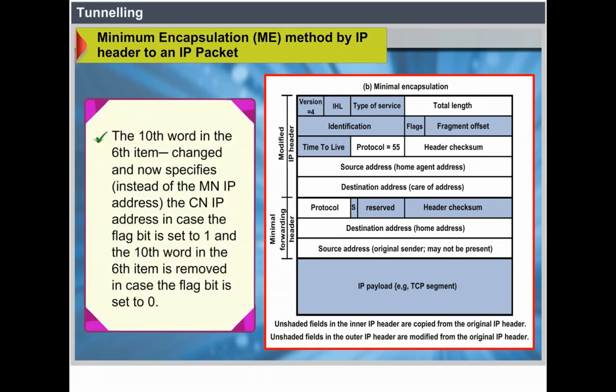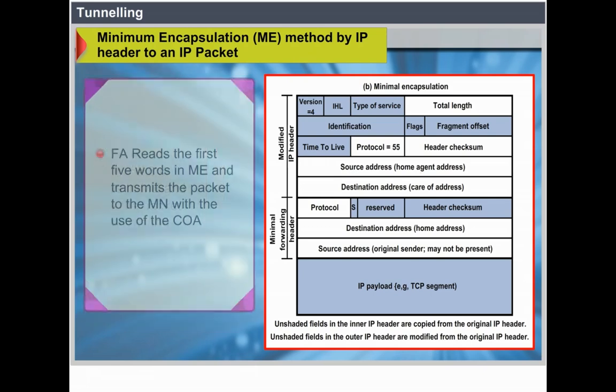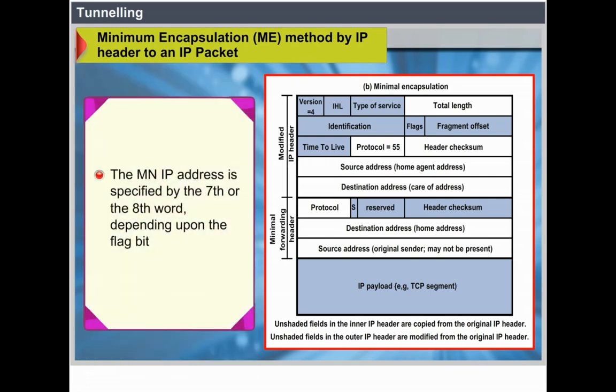The 10th word in the 6th item is changed and now specifies, instead of the MN IP address, the CN IP address in case the flag bit is set to 1, and the 10th word in the 6th item is removed in case the flag bit is set to 0. The FA reads the first 5 words in ME and transmits the packet to the MN using the COA. The MN IP address is specified by the 7th or the 8th word depending upon the flag bit.